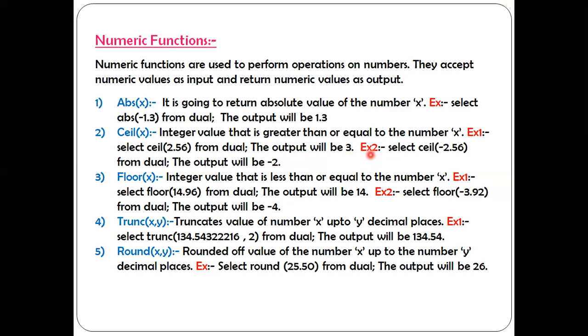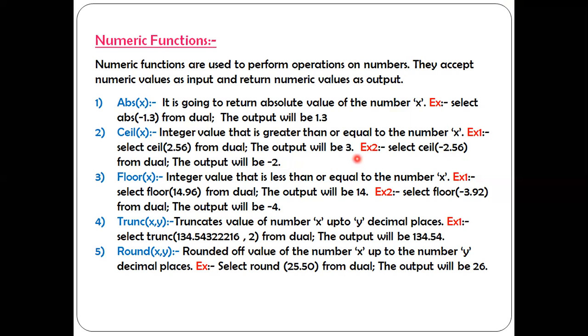Look at the second example. Select ceil of minus 2.56 close parenthesis from dual. The highest value of minus 2.56 is minus 2, not minus 3. Minus 3 is smaller than minus 2.56, so it will go with the higher value. The higher value is minus 2. So I'm going to get the answer as minus 2.